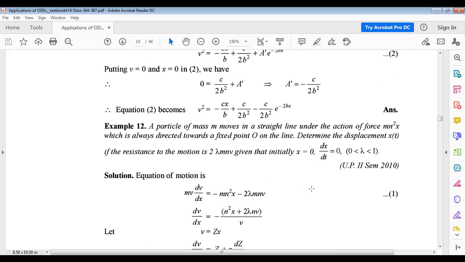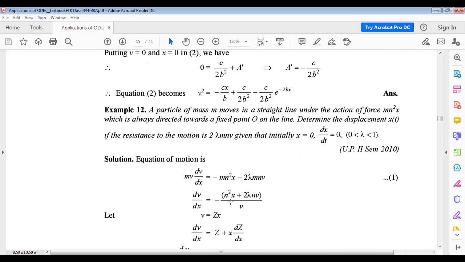Now another mechanical engineering application. A particle of mass m moves in a straight line under the action of a force mn square x, which is always directed towards a fixed point O on the line. Determine the displacement x(t) if the resistance to the motion is this. This is the resistance of air. Initially x equals 0 and velocity is 0, and lambda lies between 0 and 1, that means lambda is always positive, non-negative.